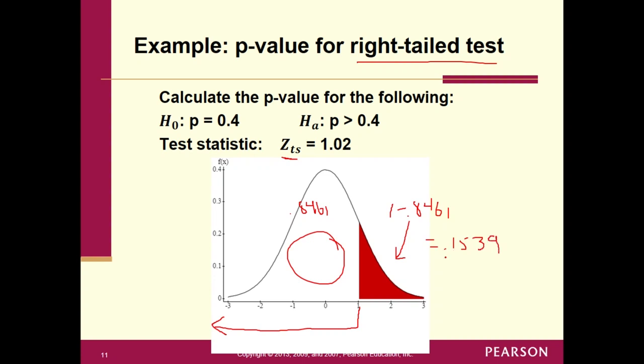Now, I will say this, okay? If you're comfortable with that, fantastic. You can use the idea of symmetry, okay? And if you understand that, go right ahead and use it, okay? But that's where I'm going to leave it, that idea. I'm just going to go ahead and use this methodology every time when we're doing a right tail test. Okay? So it looks like 0.1539 is our answer.